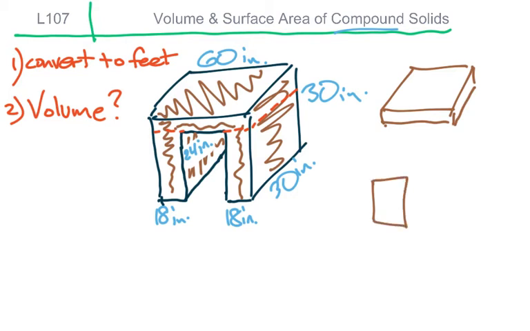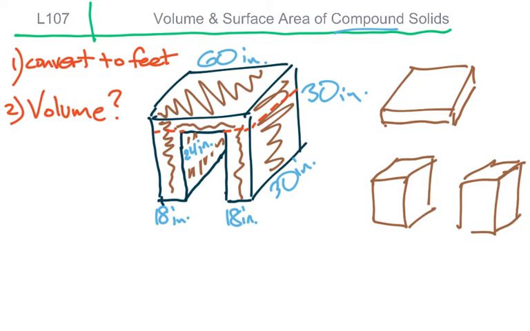Then I'm going to draw out my two drawer pieces, the one on the left and the one on the right. So I've broken it up into 3 different compound objects in order to determine its volume. Now I'm going to go ahead and do some labeling. So on that top piece, I need to convert to feet. So I know 60 inches is equal to 5 feet.